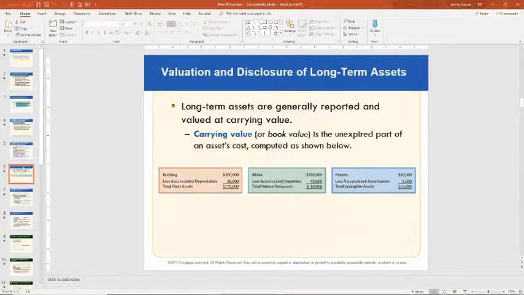And long-term assets have what's called a carrying value or a book value. And it's just what it says. It's the unexpired part of the asset's cost. And you can see the different ways of how it's calculated below there.